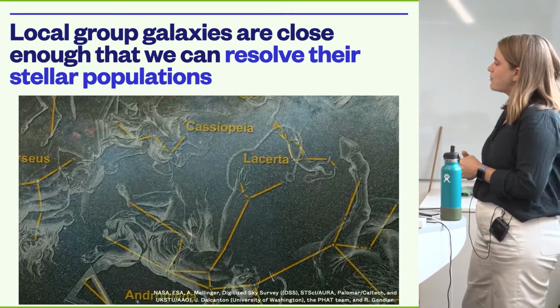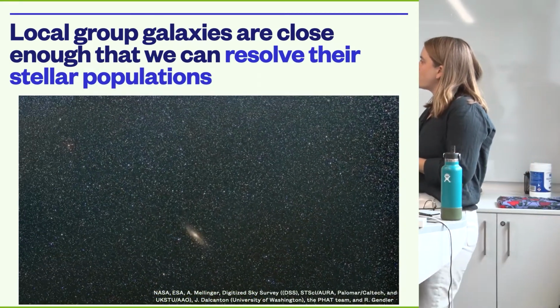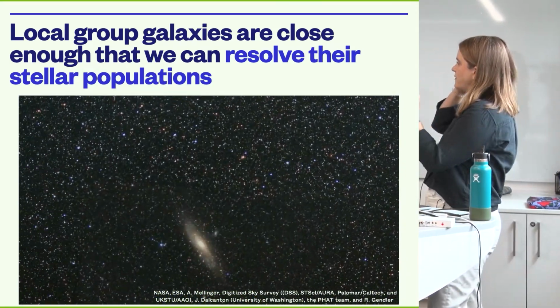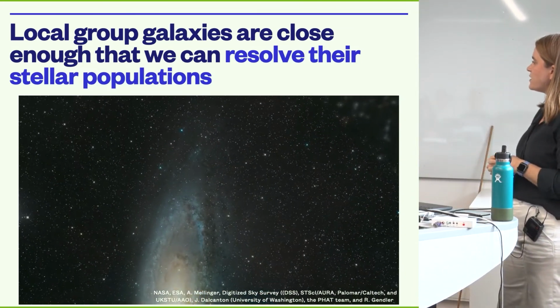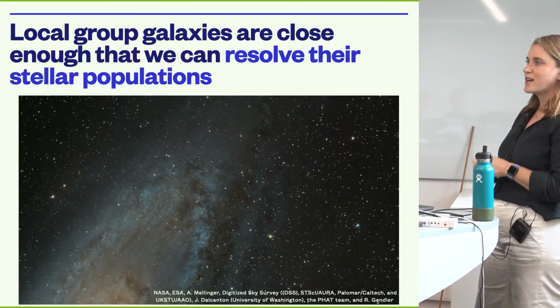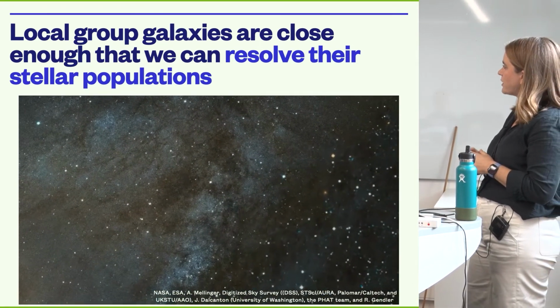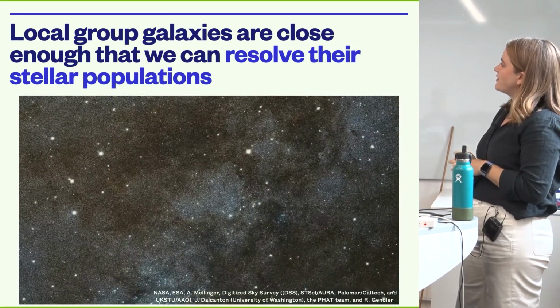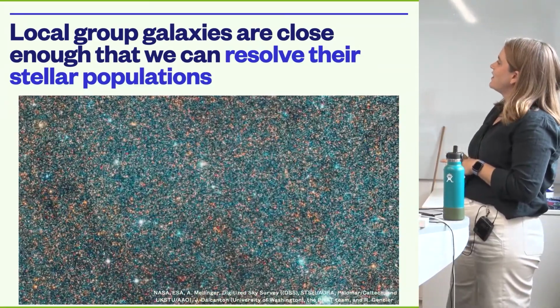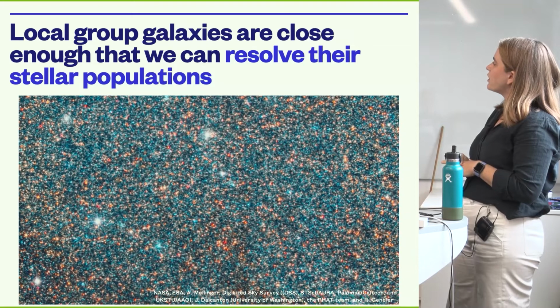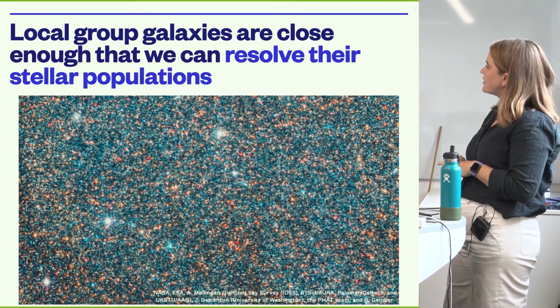of Andromeda, M31. You can see the scale of Andromeda here, and we're going to zoom in to a part of the disk to show what type of observational data we're working with. And it's very exciting because you can see it just keeps zooming in until we can resolve all of these individual stars in Andromeda.